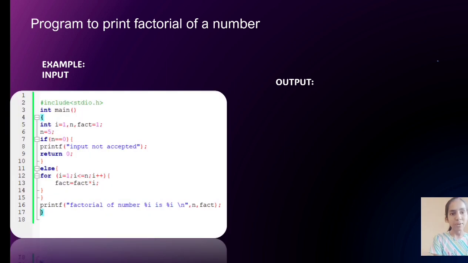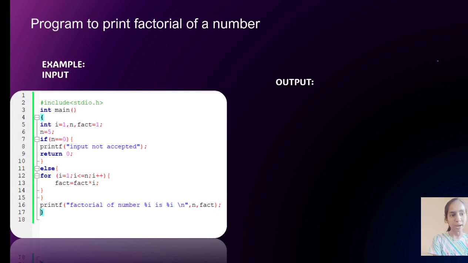Hash include stdio.h. Int main is common in all programs, and braces. Int i equals 1, n, fact equals 1. Integer n equals 5. If n equals 0, printf of input not accepted, return 0. Brace else for i equals 1, i is less than or equal to n, i plus plus. fact equals fact into i. printf of factorial of a number, percentage d is percentage d, n, fact.